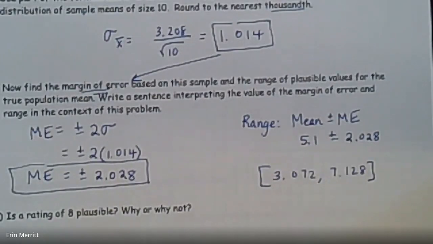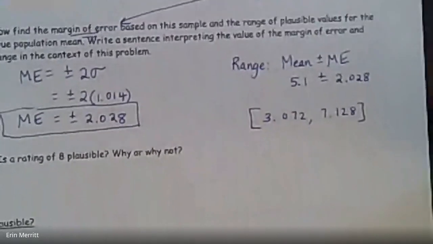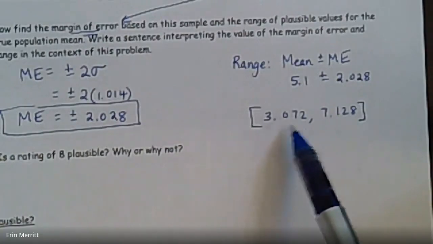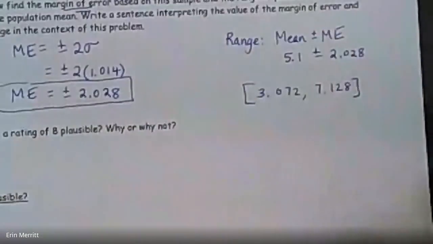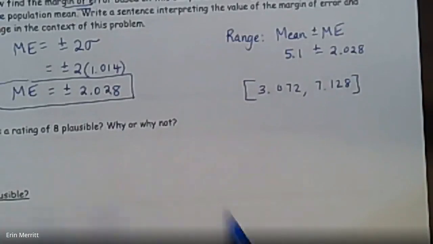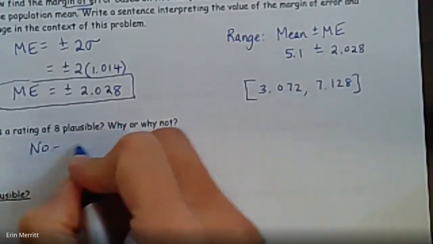Ooh, sorry. All right, the last part: is a rating of 8 plausible? Well, look at what we said. We're saying people who like their math class, the typical scores fall between 3 and 7 or so. We're not saying that no one can score over an 8. We're saying, would the average of 10 kids rating the class come up over 8? And in this case, unfortunately, no. It's not in the range.